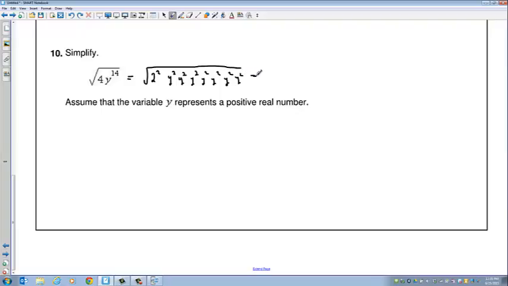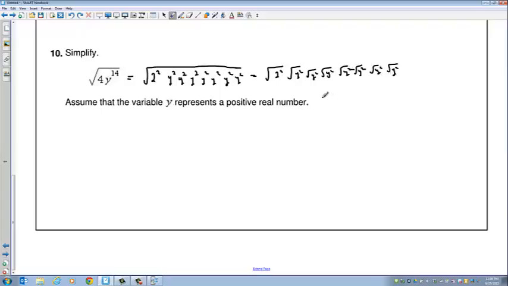And then what you can do is you can take this radical through multiplication. So I can just take this and say, hey, this is the square root of 2 squared, the square root of y squared, the square root of y squared, the square root of y squared, and keep going, and I think I need one more, the square root of y squared. I should have 7 of them. 1, 2, 3, 4, 5, 6, 7.